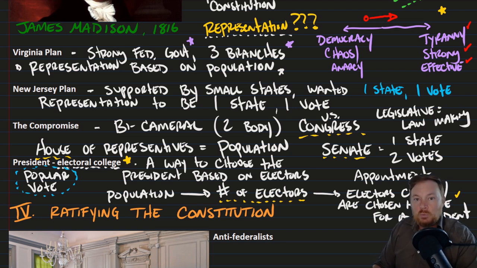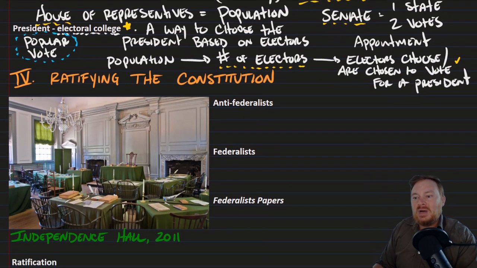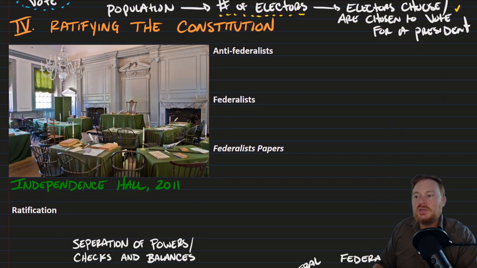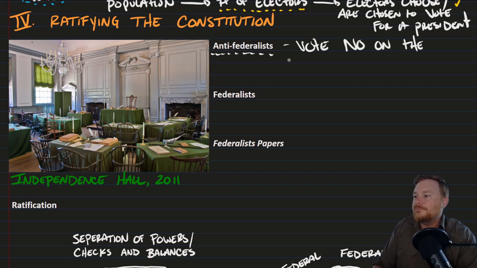Now, when the document was finished, it was sent to the states for ratification, meaning that 55 men sat in a room in Pennsylvania and created this document, but it needed to be approved by the state governments. And so when it was published in the newspapers around the United States at the time, people took up one of two positions. One group was the Anti-Federalists. They said, vote no on the Constitution. They didn't like what came out of it.